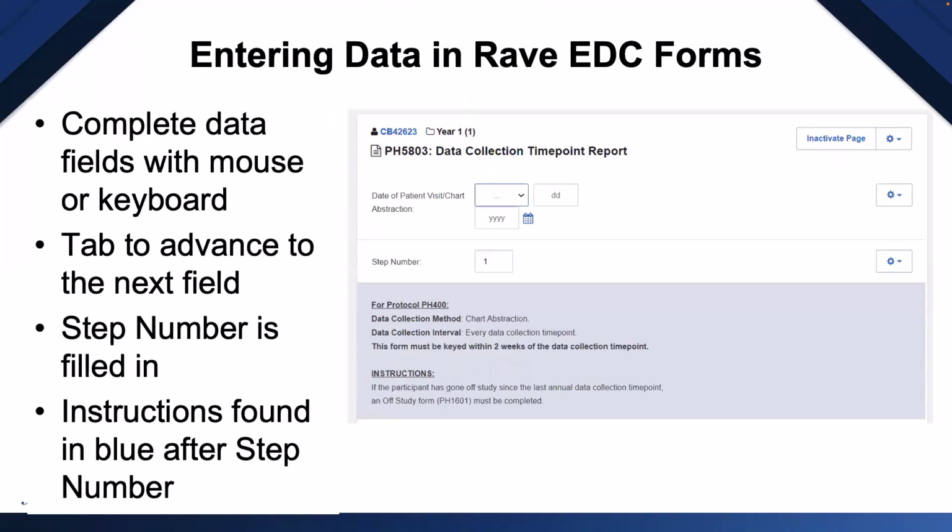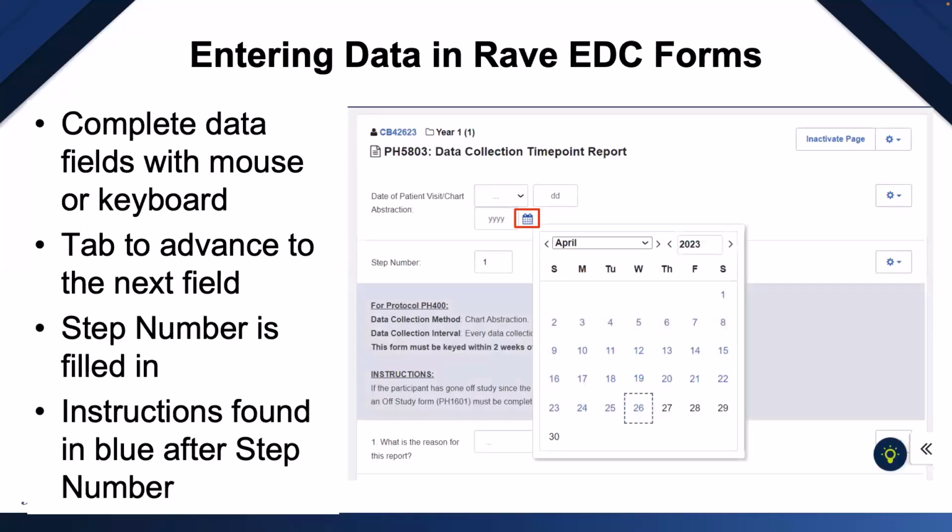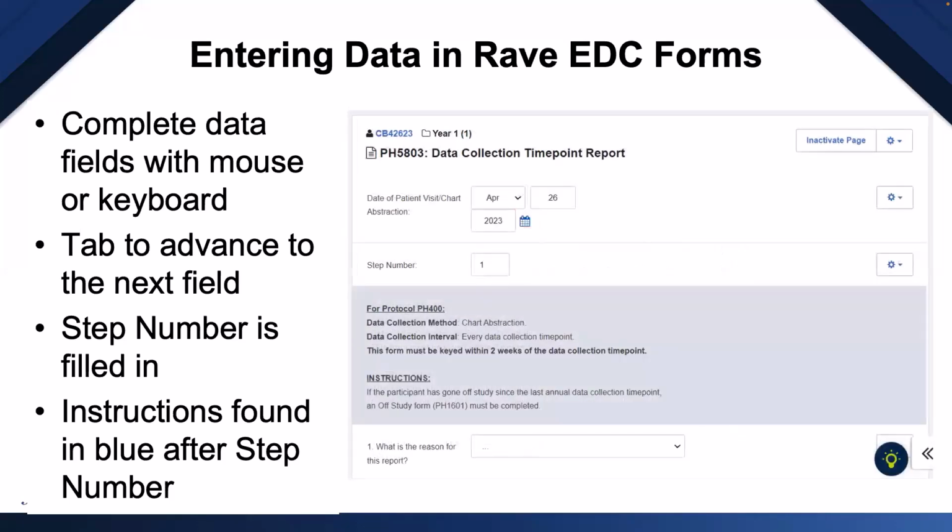Upon opening a form, your cursor is going to be located in the first data field, which is a date field. And you will just use your mouse and/or keyboard to enter data into each field. So in the case of a date field, I think it's easiest just to click on the calendar icon to select the date of visit or chart abstraction. You could use the keyboard to just key in the date field. And then the tab key will allow you to advance to the next field as needed.